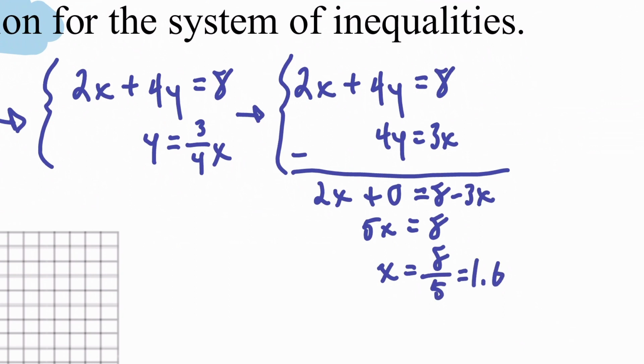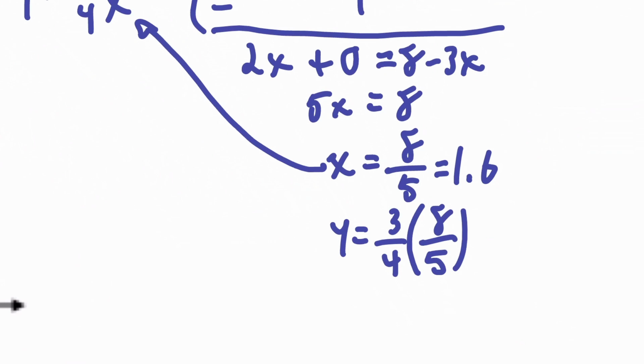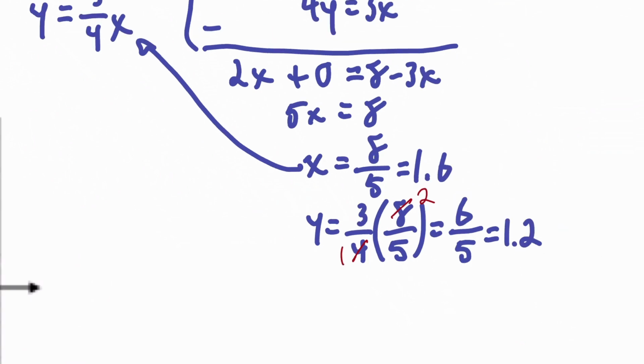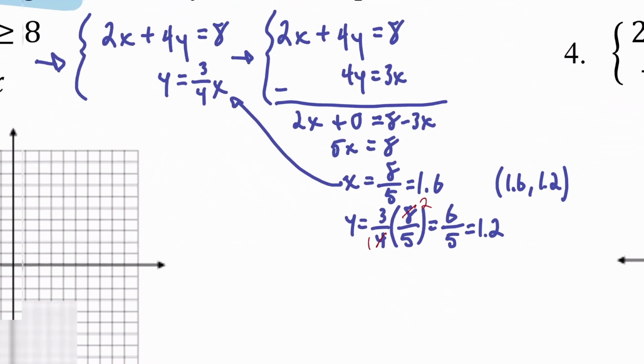Then for the y coordinate, I can plug that number back into y equals 3/4 times 8/5. The 8 and the 4 reduce, so we get 6/5, or if you want, 1.2. So there is the ordered pair where they cross. You don't always need to find that, but it can be helpful sometimes.